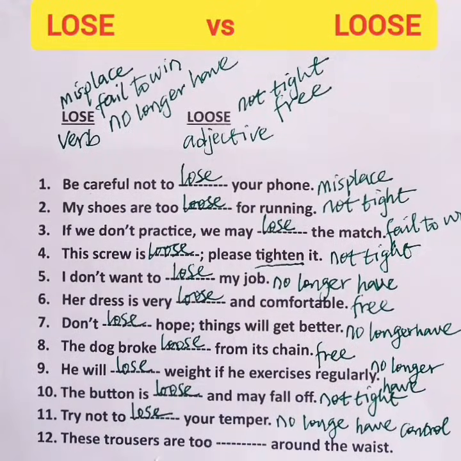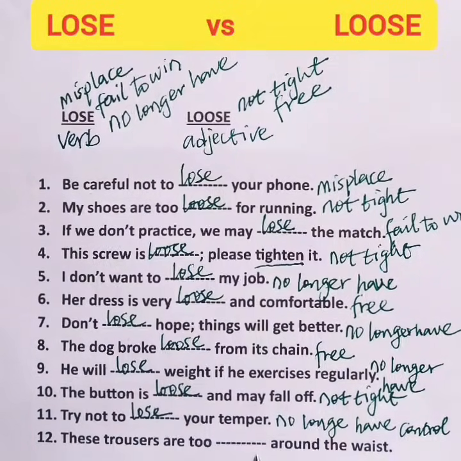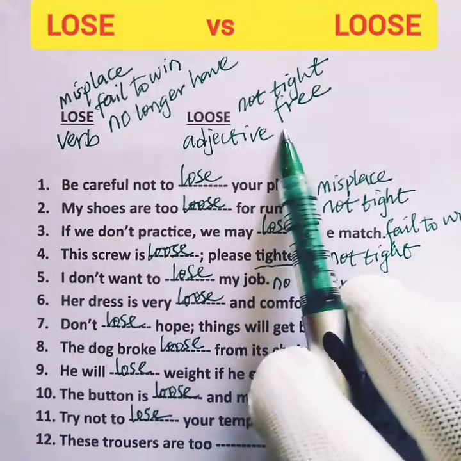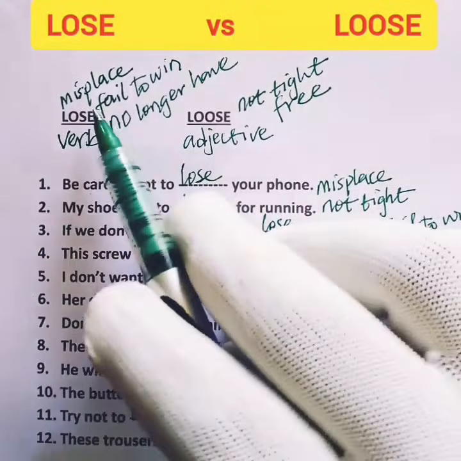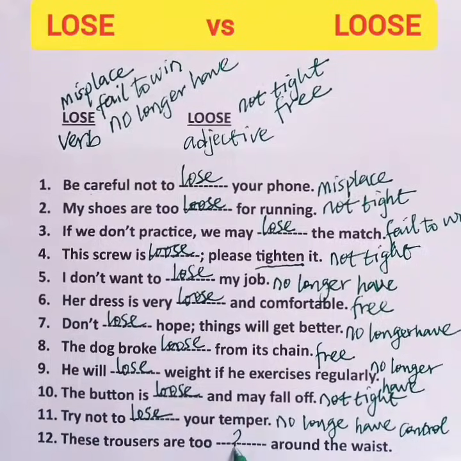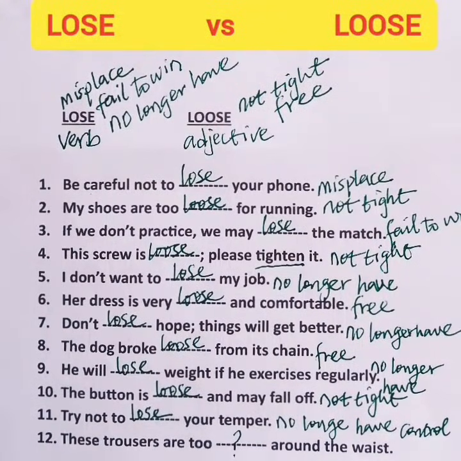12. These trousers are too blank around the waist. What should be the correct answer here? Replace it with not tight or free, or misplaced, fail to win. Whatever fits in here will give you the idea of which one to use. So let me know your answer in the comment section.